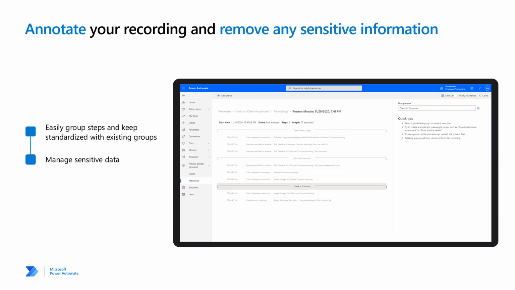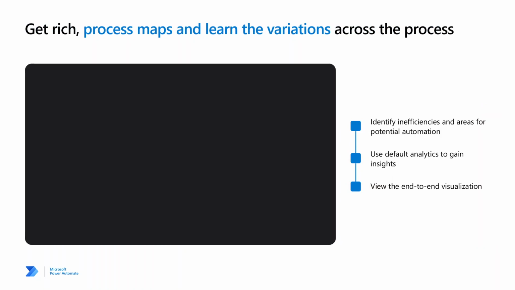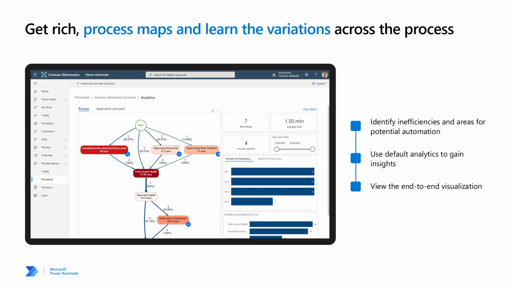You can annotate recordings to remove screenshots. By default, it'll take a screenshot, and you can remove that, or you can annotate the recordings to give notes to people that are doing the analysis of them. Then you end up getting these really rich process maps that can show you what's happening in that business process. You can identify the inefficiencies and where automation could particularly help out.